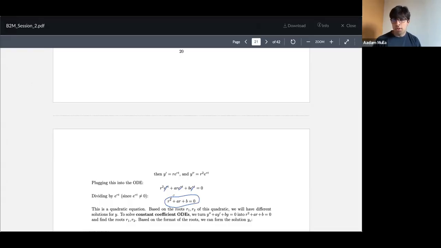And this is a simple quadratic equation because remember, we're going to know what a and b are. That's going to be given to us in the problem, right? So now we're just going to solve this quadratic equation. And then let's say we get r equals 2 and r equals 3. Then remember before, our guess was e to the rt, right? That means our one solution is going to be e to the 2t, and then any multiple of that. And then our next solution is going to be any multiple times e to the 3t, and then we're just going to add these two solutions up to get the overall solution.